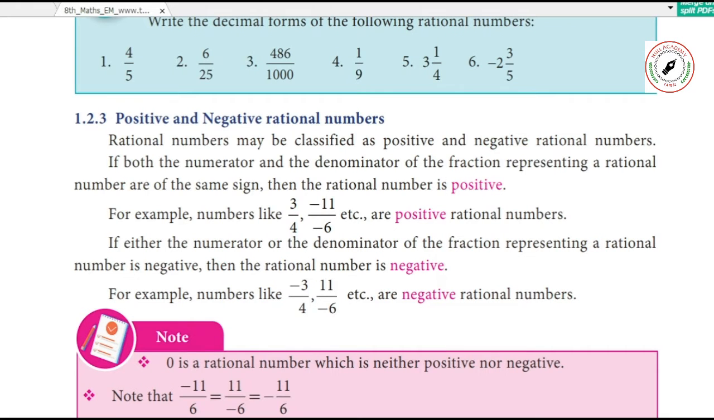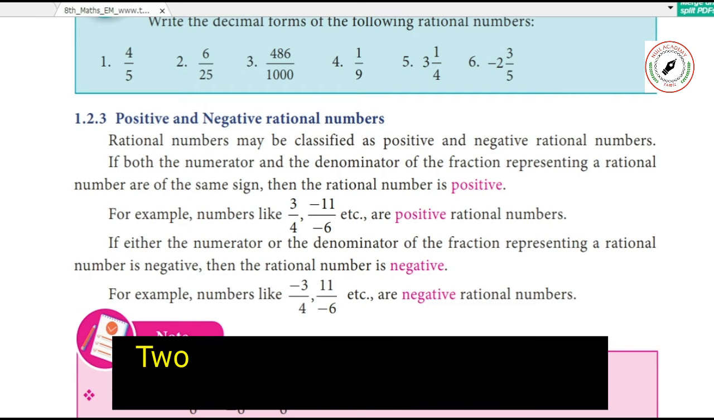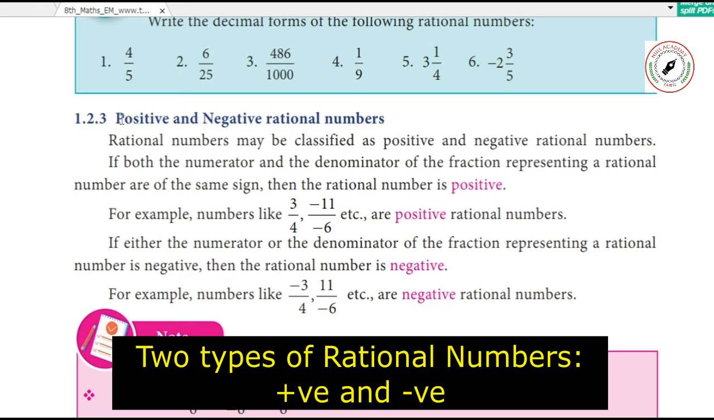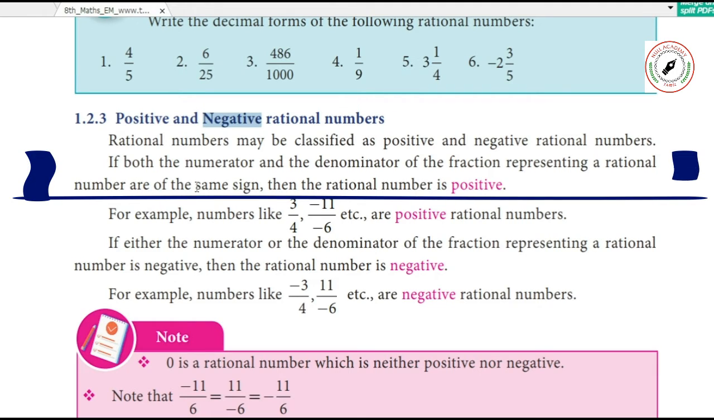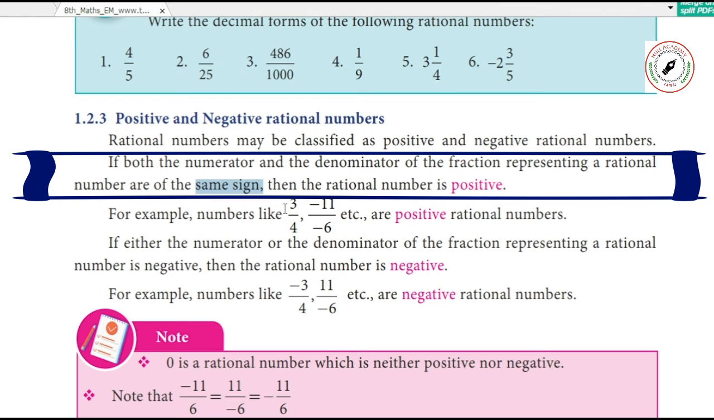Today we will continue from where we left yesterday in numbers, rational numbers. There are two types of rational numbers: one is positive, another one is negative rational number. If both the numerator and denominator of the fraction representing a rational number are of the same sign, either positive or negative, then it is called a positive number.